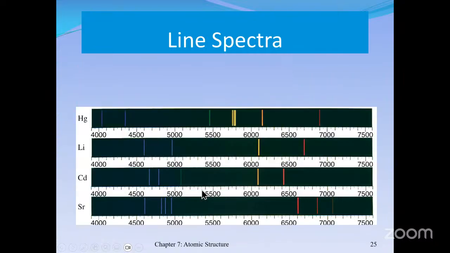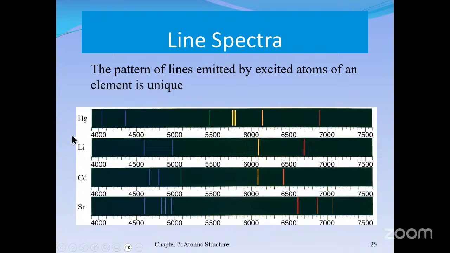So just to give you some examples of some other line spectra produced by different elements, you have mercury, this is the mercury one right here, you have lithium, you have cadmium, and you have strontium, right? And you can basically use these to identify a particular element. In fact, it is the use of light spectra that is used to identify, for example, the presence of certain elements in stars by astronomers, right?